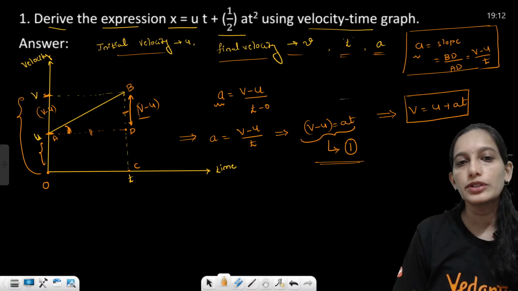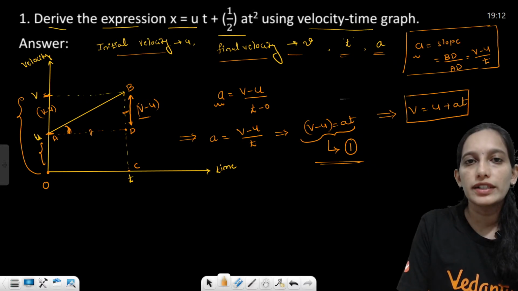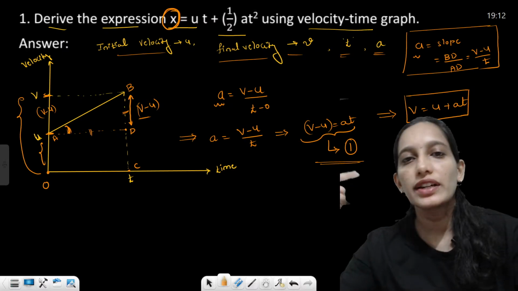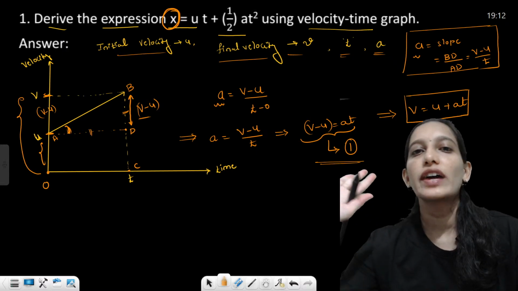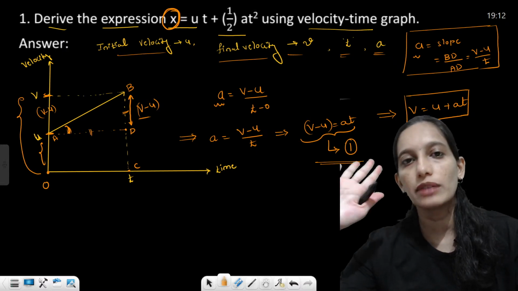So next, we are supposed to get an expression for X, that is displacement, right? So from the VT graph, how do we get displacement? It is very simple: we should find the area under the graph. That should come to your mind.